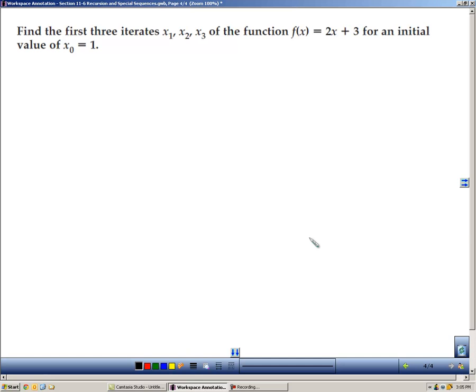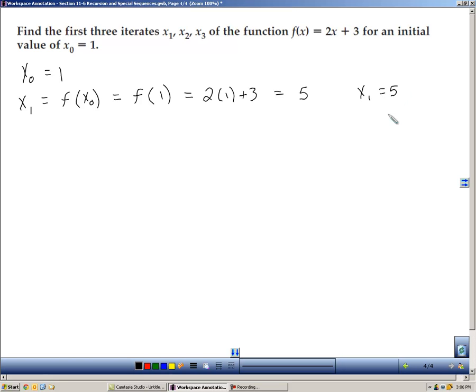So here where we're asked to do some iteration, we're asked to find the three iterates of this function, f of x equals 2x plus 3. We're given the initial value x sub 0 equals 1. So now if I want to find x sub 1, I'm going to take my function and put x sub 0 inside of it. Since x sub 0 is 1, I'm trying to find f of 1. I plug that into my function. 2 times 1 plus 3 is going to be 5. So we say x sub 1 is now 5.